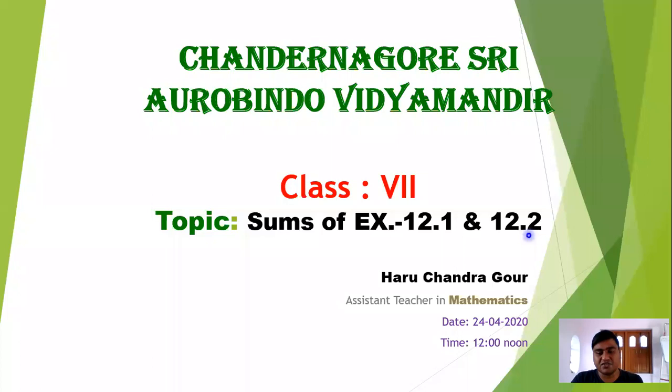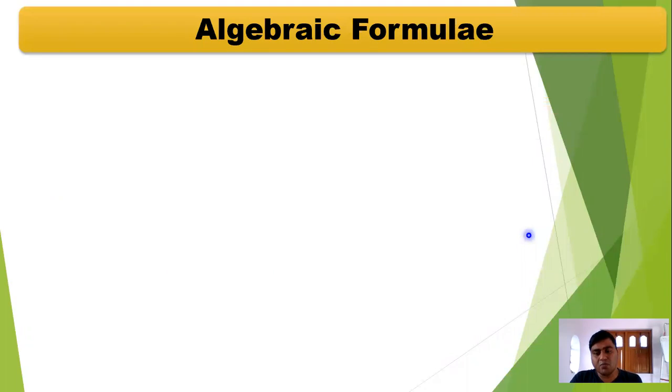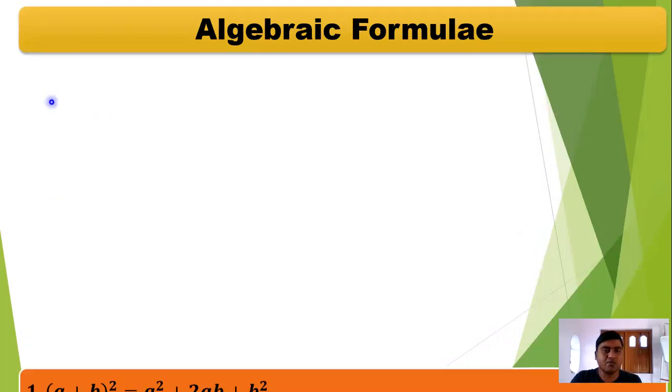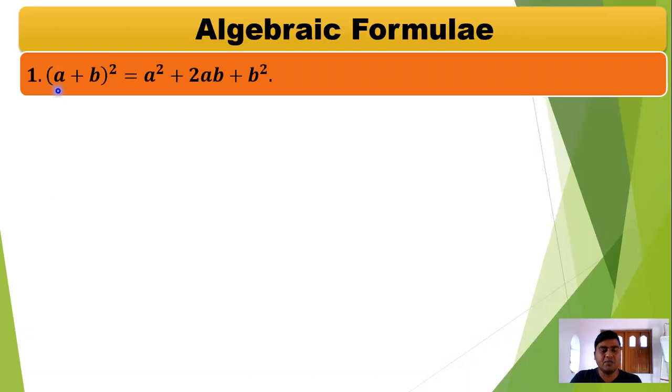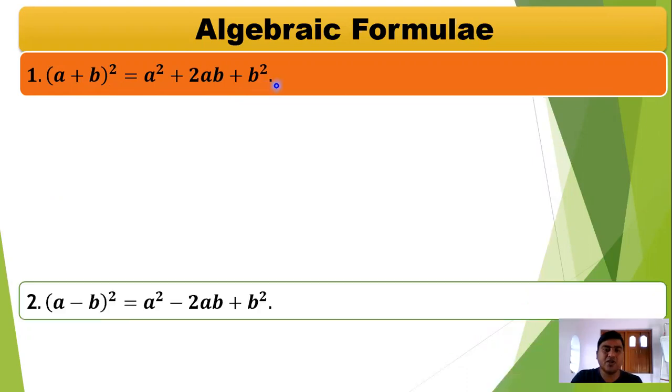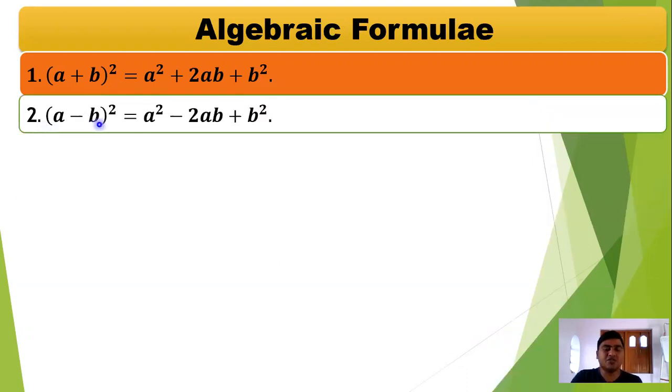So we start the discussion. First, we remember the algebraic formulae. Formula number 1: (a plus b) whole square is equal to a square plus 2ab plus b square. Remember it, very useful formula. Second formula: (a minus b) whole square is a square minus 2ab plus b square. Here is a plus sign, and here is a minus sign and this is a minus sign.